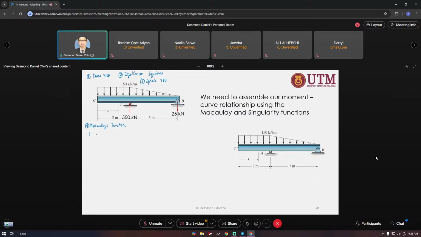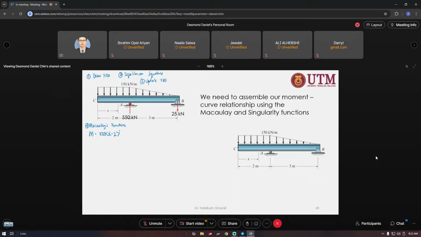So M is equal to... I will focus on the point load first. So 550 kilonewton already pointing upward. Therefore, this is positive 550 times (x minus 2) to the power of 1. Agree? This is the formula, right? Agree? Yes.